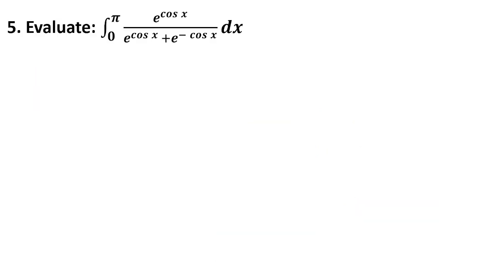Let us move on to question number 5. Evaluate the integral from 0 to pi of e power cos x by e power cos x plus e power minus cos x. Whenever you see a problem like this, when the lower limit is 0 and inside the integral you have something which cannot be done directly, try to use the property.